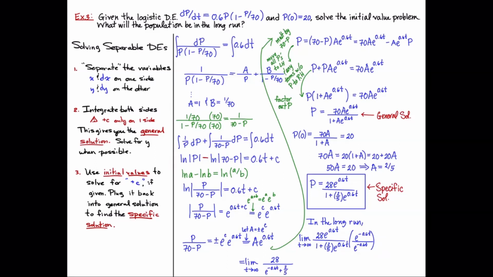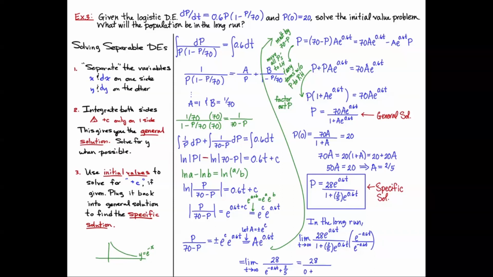Now, e to the negative x has that general shape, kind of like that. Which means that as t is going to infinity, this e to the negative 0.6t is going to 0. So we have 28 over, I'll sub in a 0 to show the behavior, e to the negative 0.6t plus 2/5. And when we simplify that, we get 70, which is what we wanted to get, which gives us a little added confirmation that we solved this correctly. Questions on this?